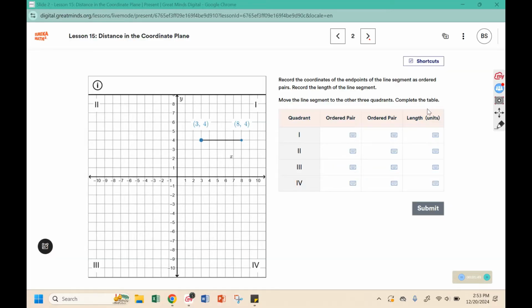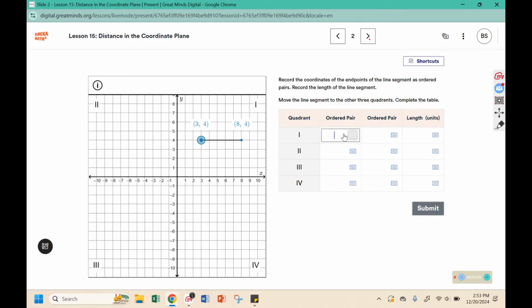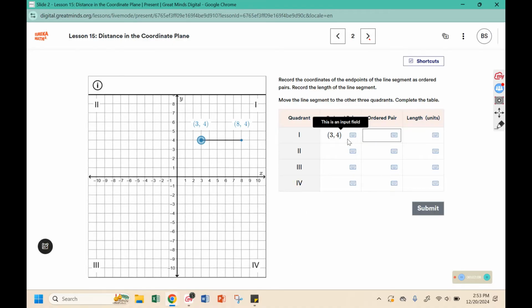Record the coordinates of the endpoints of a line segment as ordered pairs. Record the length of the line segment. Move the line segment to the other 3 quadrants and complete the table. So I have the ordered pair is 3, 4. The second ordered pair is 8, 4. And the length, if we were to count, is 1, 2, 3, 4, 5.